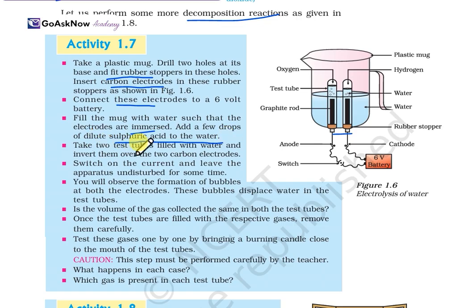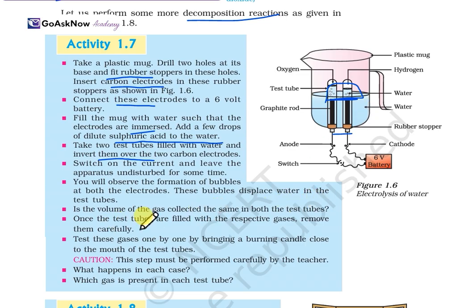Now take a test tube filled with water and invert it over the carbon electrodes, switch on the current, and leave the apparatus undisturbed for some time. Just switch on the battery and cover these electrodes with the test tubes, and you will observe the formation of bubbles on both electrodes. These bubbles will displace the water in the test tube. Is the volume of the gas collected the same in each test tube?